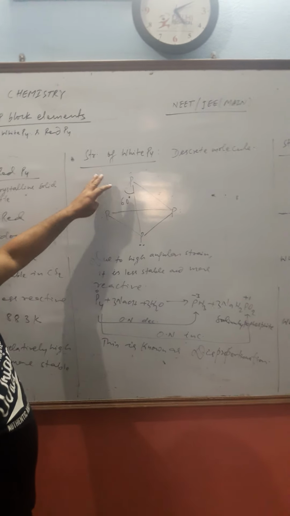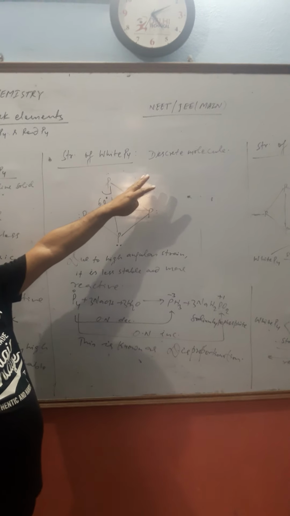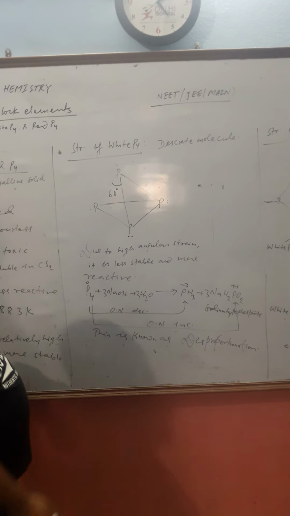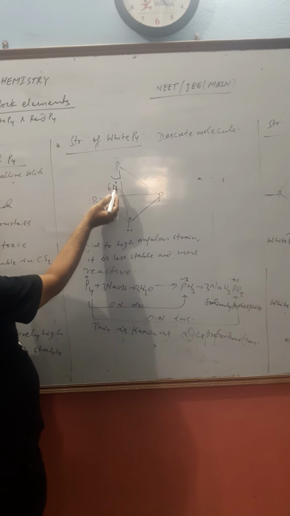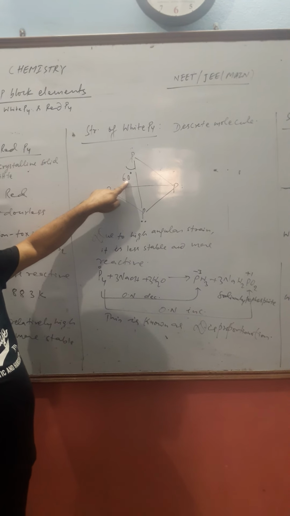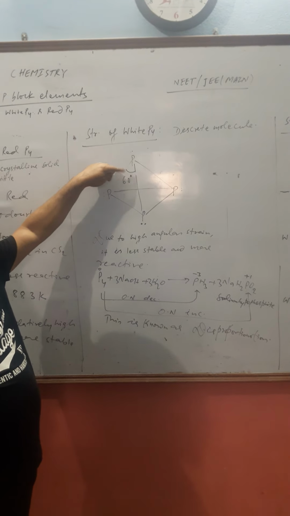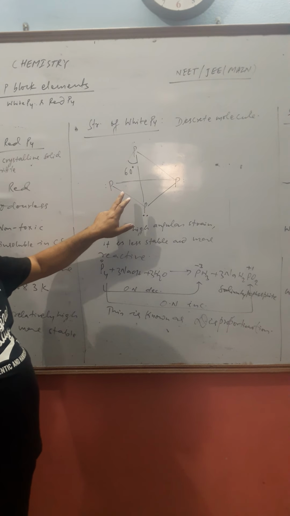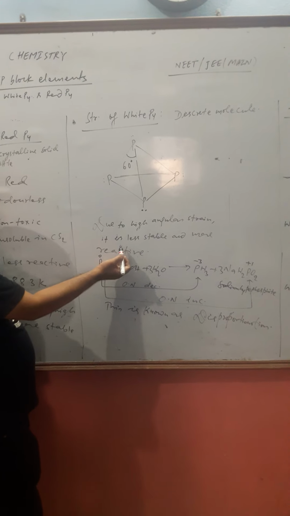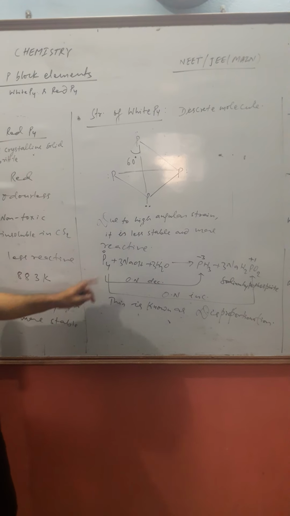This is the structure of white phosphorus. White phosphorus exists as a discrete molecule, in the form of a tetrahedral molecule, in which the angular strain is quite high, and this is the angle, 60 degrees. Due to high angular strain, it is less stable and more reactive.